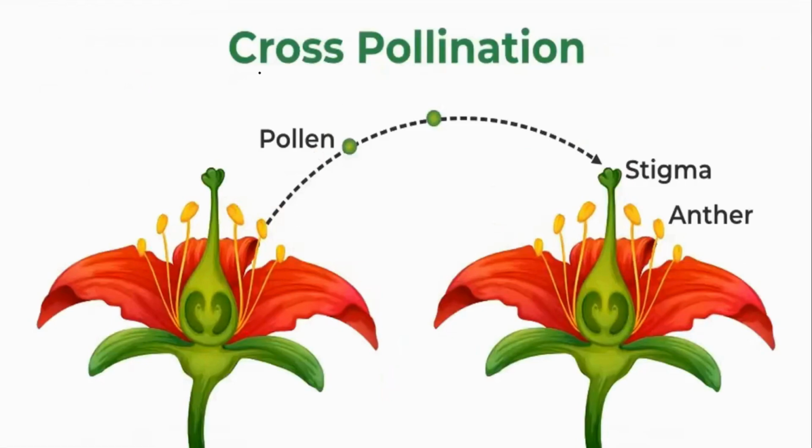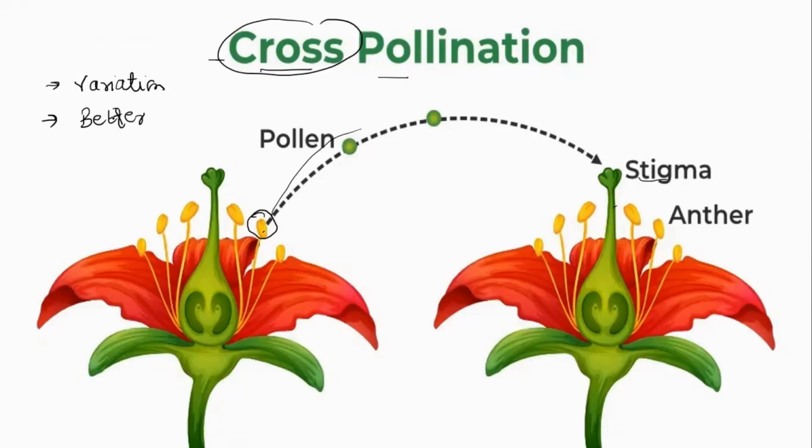Now see, what is cross-pollination? Cross-pollination, on the other hand, involves two different flowers on two different plants. Here you can see that the pollen grains are transferred from the anther of a flower to the stigma of another flower on another plant. So this is cross-pollination. The advantages would be, since the plants are different, there is variation. And variation produces plants with better adaptability. That means desirable characters can be produced.